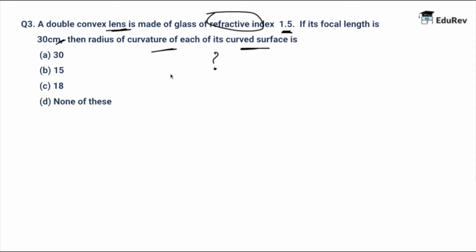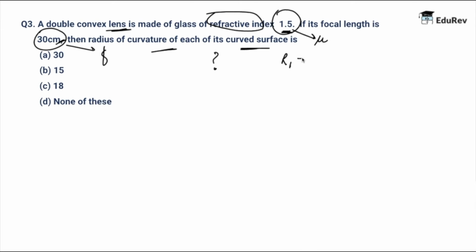Now, given a double convex lens made up of glass where the refractive index mu is 1.5, and the focal length is 30. So the refractive index, termed as mu, is 1.5, and the focal length, that is small f, is nothing but 30 centimeters here. Now, as it is a double convex lens, let R1 be R and R2 be the negative of that.